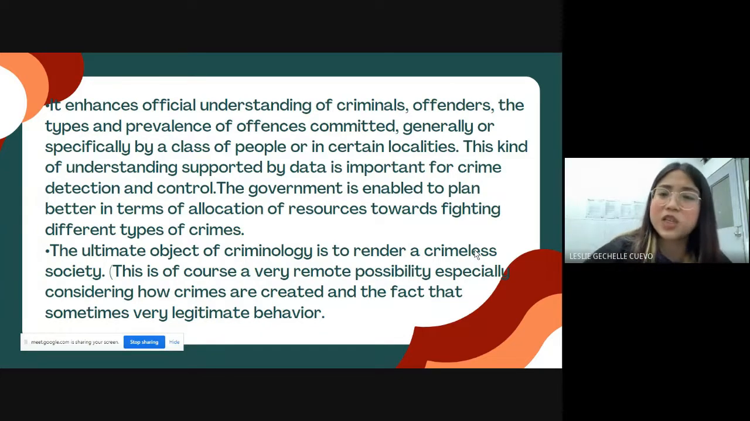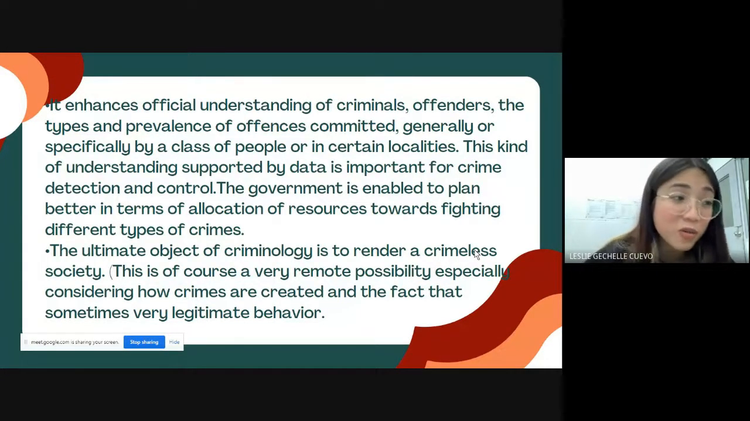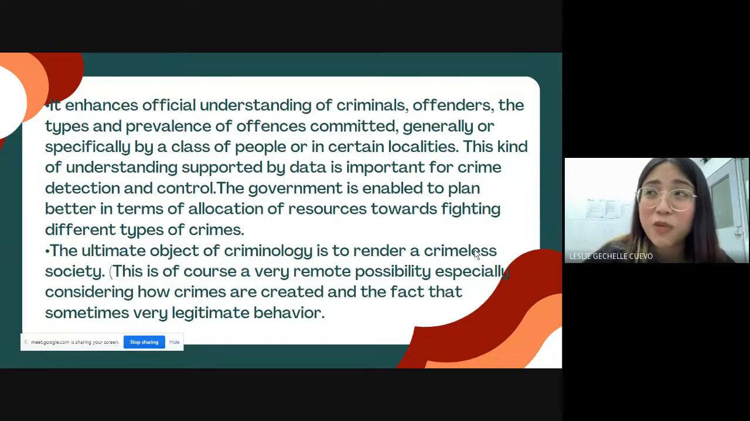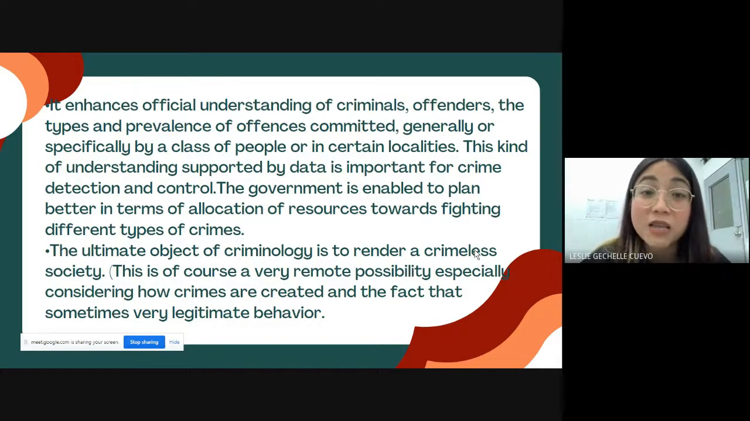Then the ultimate object of criminology is to render a crimeless society. Yun ang goal. But we know, crime would always be part of society. Di maaalis yan. Totally. Ang goal natin siguro, at the very least, malessen, mabawasan yung mga krimen at hindi na maging mabigat yung mga krimen. Sana nakawan na lang ng tsinelas, di ba? O kaya nakawan na lang ng manok ng kapitbahay nyo. Mga ganong krimen na lang.